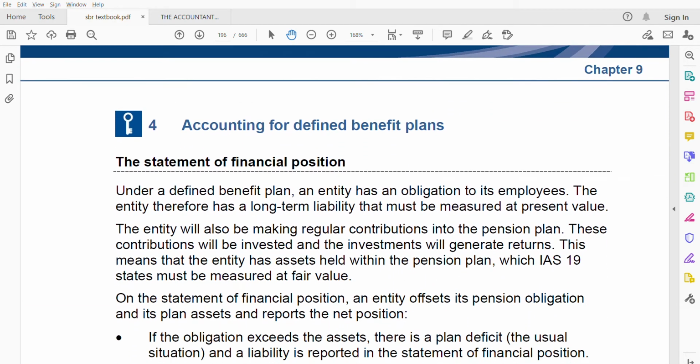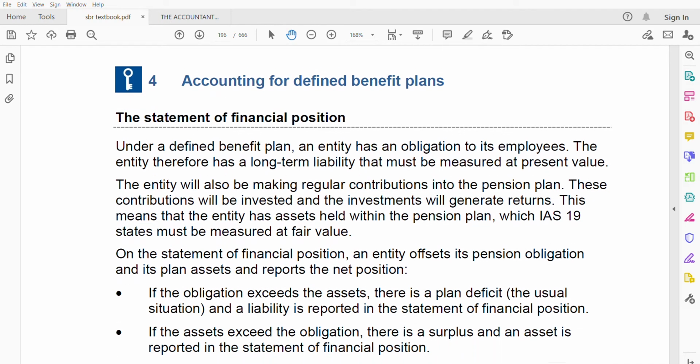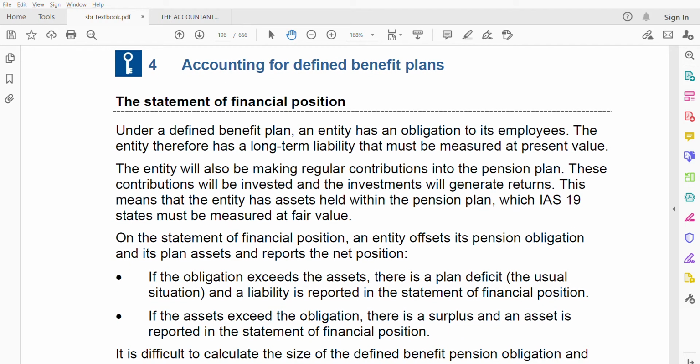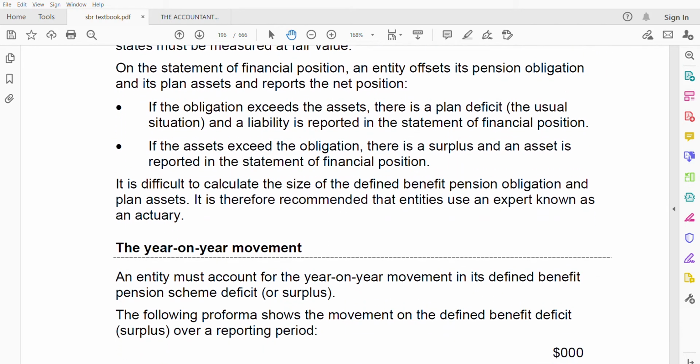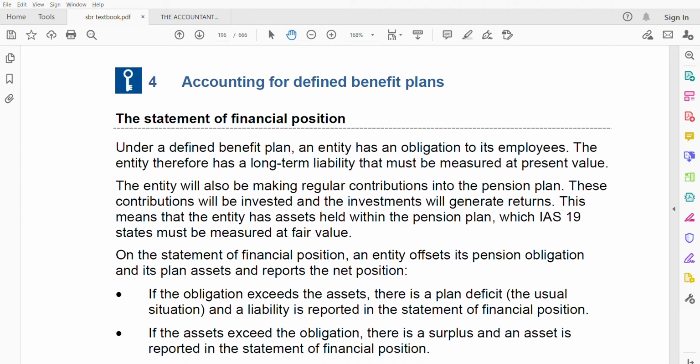Next we have accounting for defined benefit plans. This is the most important area for IAS 19 because most of the questions are asked on this second type, defined benefit plans, more than the contribution plans. Contribution plans also might come, but defined benefit, it's always asked. Okay. So how do you account for it in the statement of financial position and year on year movement? That means what will go in the profit and loss account. You should know the impact in both places of employee benefit.